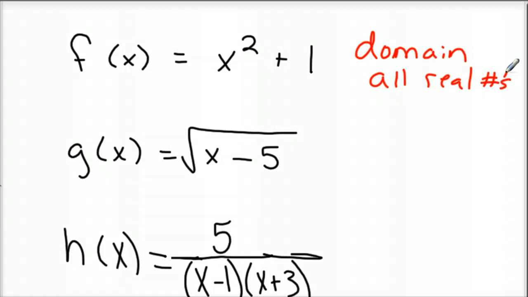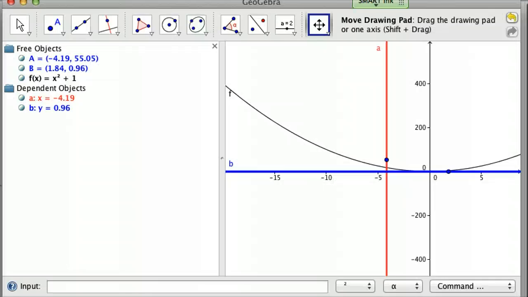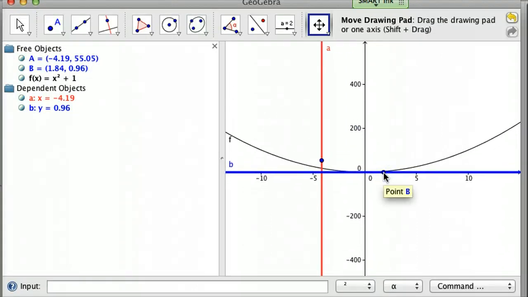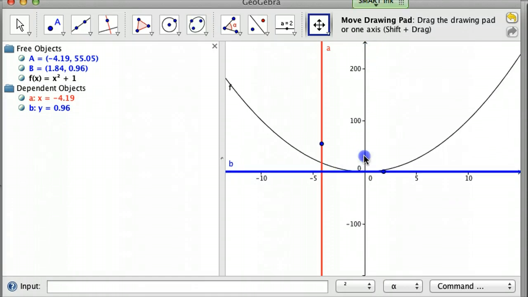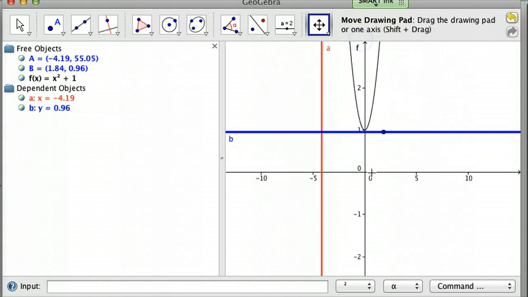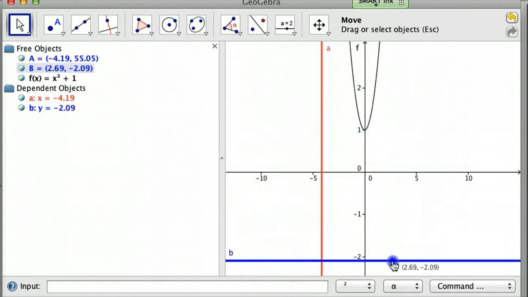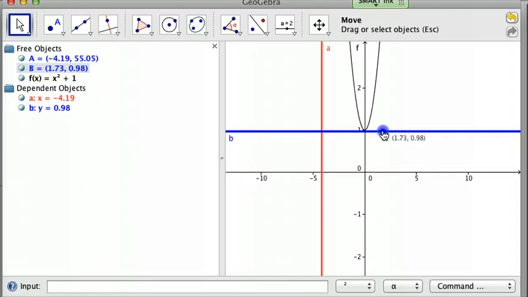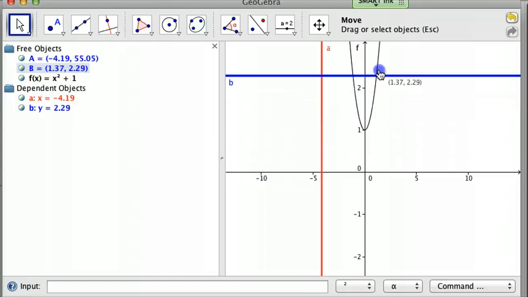Now range is your y values, or your vertical axis. We'll look at the same graph, but this time we'll drag the blue line. Let me change that scale back to where it was so it isn't quite so crazy looking. Notice when we drag this blue line, which shows our range, our y values, there's nothing. It doesn't touch the graph at all down here, and it doesn't start touching the graph until you get to 1. So at 1, the range begins, and then it goes on forever going up.